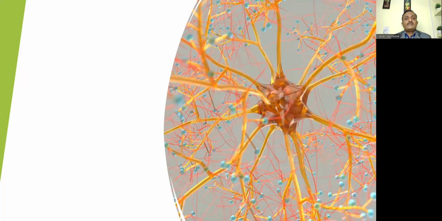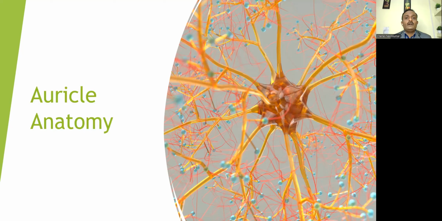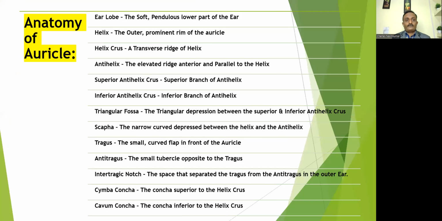We are going to see 13 important structures of this auricle. Let's see in detail one by one.